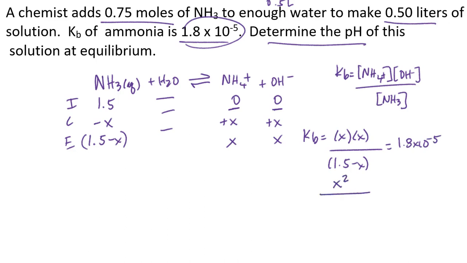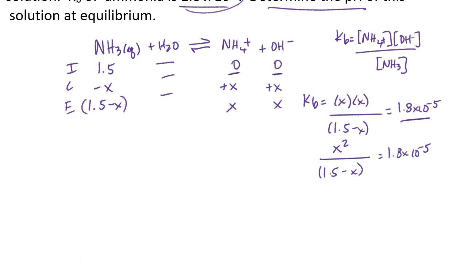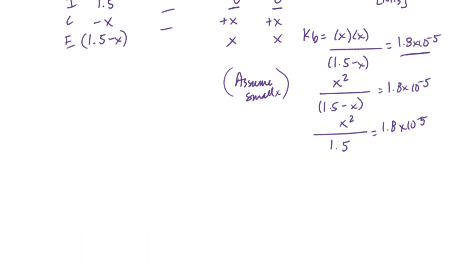Cleaning this up with a little algebra, I get X squared divided by 1.5 minus X is equal to 1.8 times 10 to the negative fifth. Again, based on the small value of the Kb, we can assume that X is very small, so that in this difference term, 1.5 minus X is very close to just 1.5. And then I would just go ahead and do the algebra. X squared would then be the product of 1.5 times 1.8 times 10 to the negative 5, which is 2.7 times 10 to the negative 5, and then taking the square root on both sides, that gives me X is equal to 5.2 times 10 to the negative third molar.